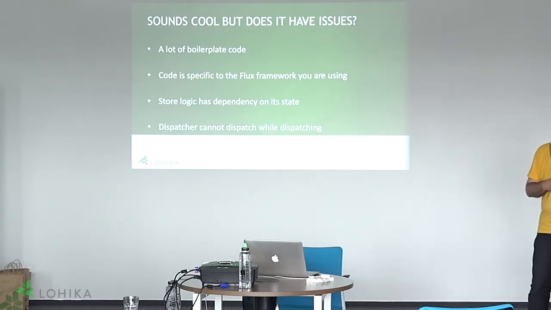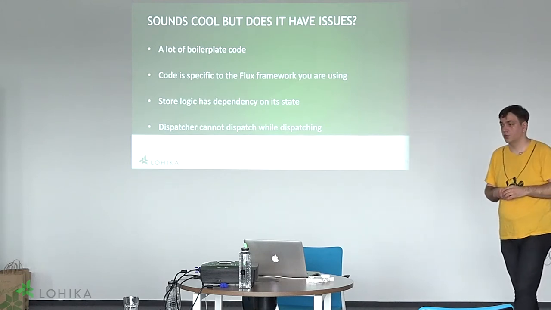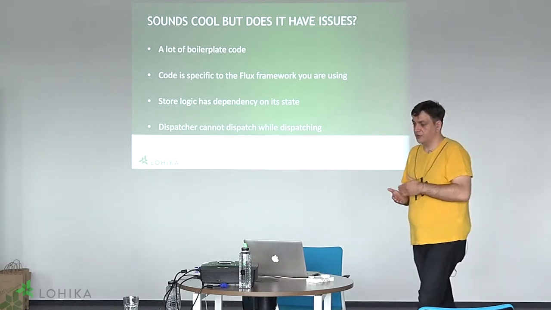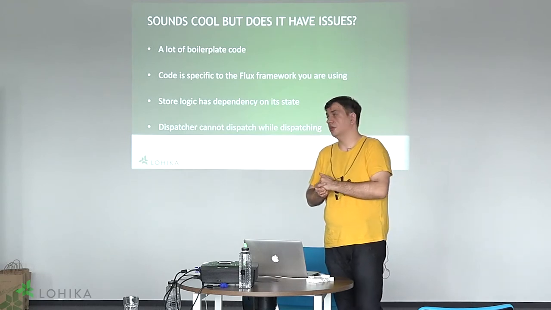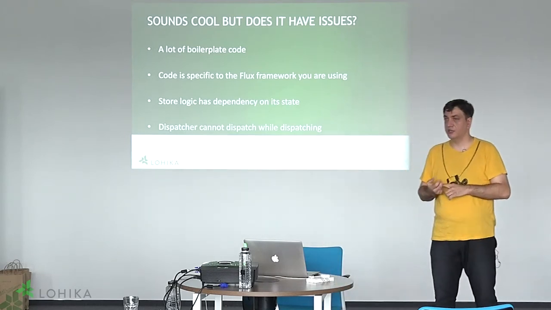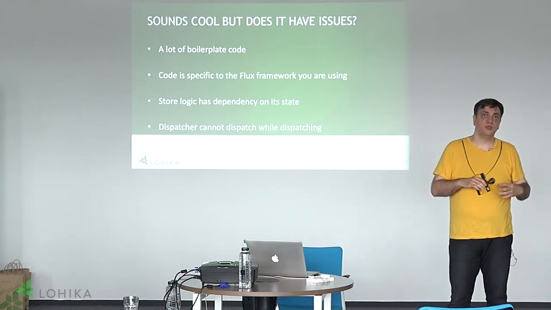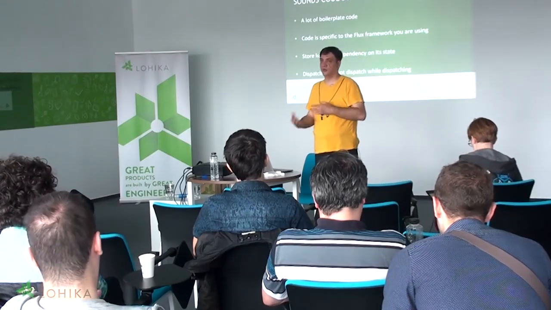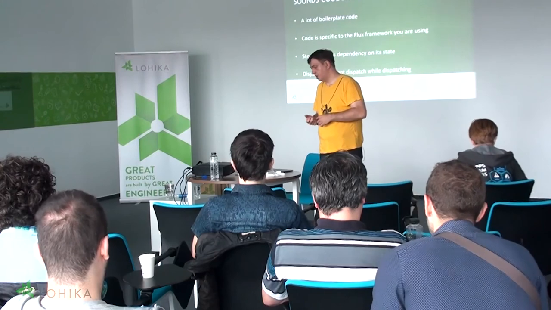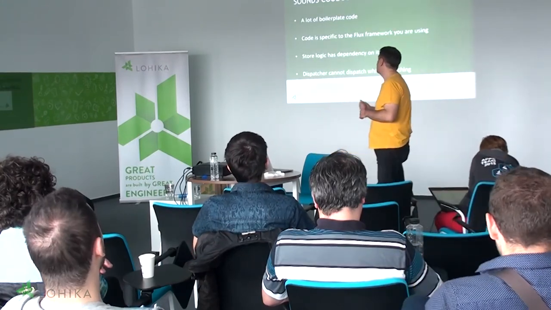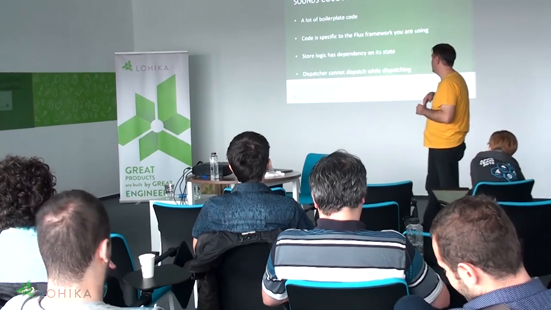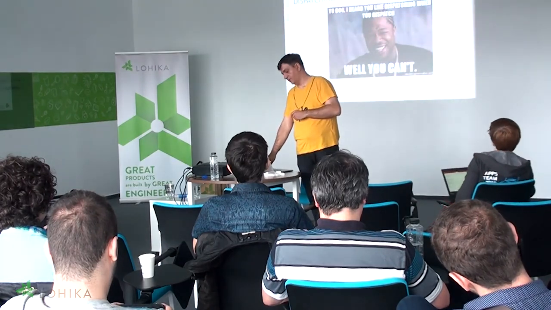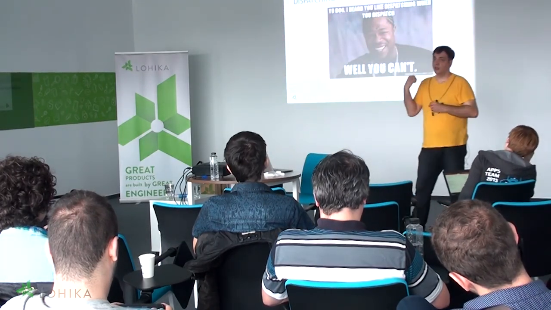The first one is that you write a lot of boilerplate code. What you have to do is just small things, but there are a lot of steps that you keep repeating, doing the same thing. The second thing is that the code would be quite specific to the Flux framework that you use. If you know Flux, it has a lot of flavors and you have to know about the certain library and so on. Then the major one, the last one, is that the dispatcher cannot dispatch while dispatching. That sounds a bit funny, but that is the most serious issue.